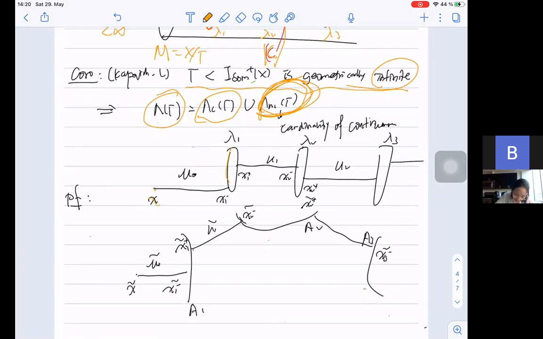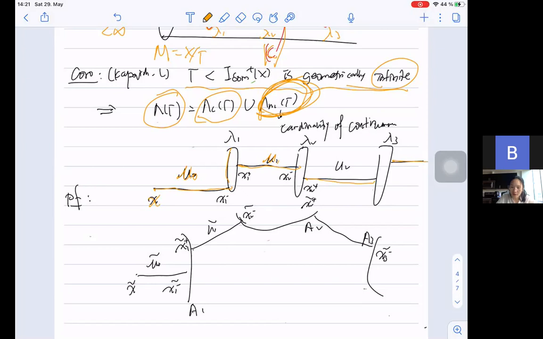And I have just the point x. I fix any point x inside my manifold. And I choose the shortest geodesic between x and the closest closed geodesic lambda 1, denoted by mu 0. And for lambda 1 and lambda 2, let me choose the shortest geodesic mu 1 between these two closest geodesics, and so on: mu 2, mu 3.